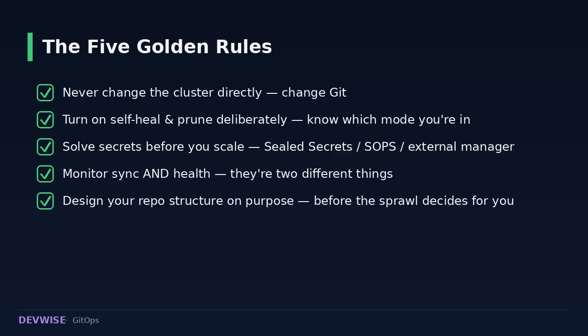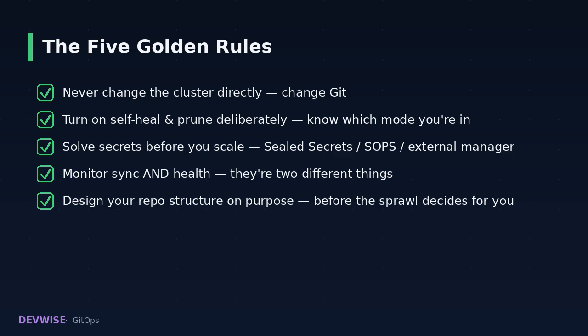2. Turn on self-heal and prune deliberately, and know which mode you're in. These 2 switches decide whether Git is advisory or absolute. Choose consciously per environment, and make sure your team knows. Most 3 a.m. confusion is someone forgetting self-heal is on. 3. Solve secrets before you scale, not after. Pick your approach: Sealed Secrets, SOPS, an external manager. On day 1, it's the first wall. Walk through it deliberately rather than face first.